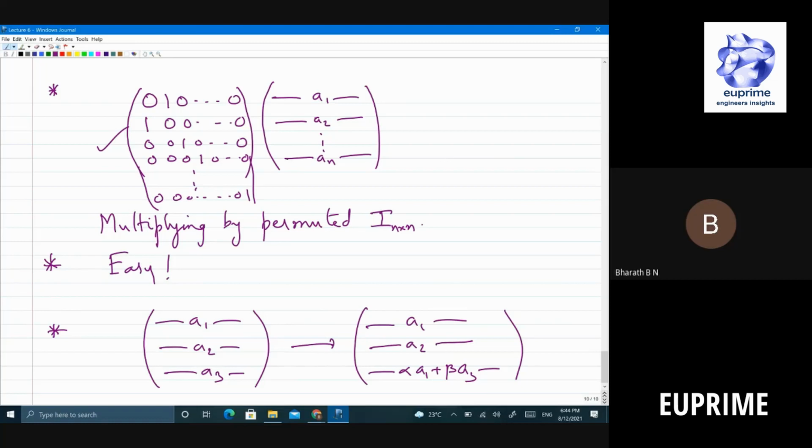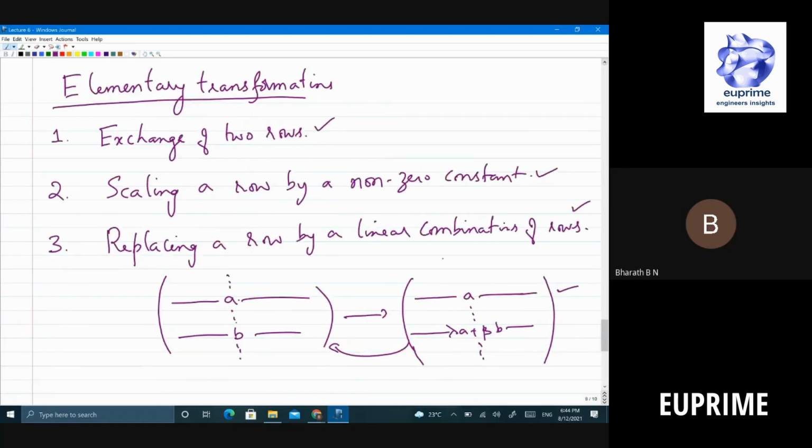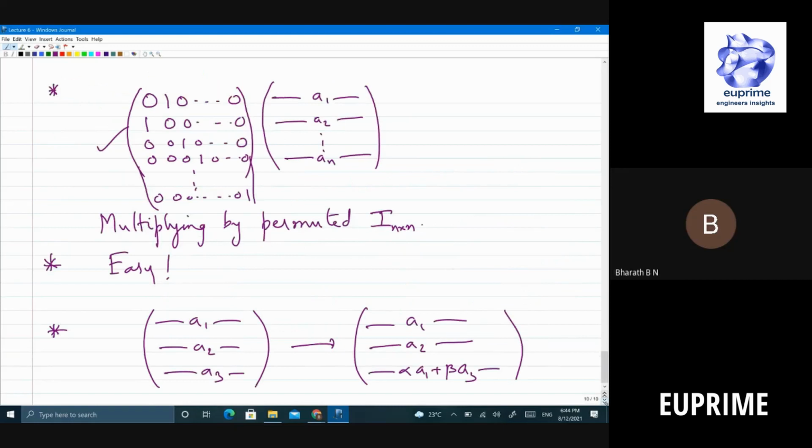Okay, so I should caution here: the row under consideration should be included. Okay. So let's see, how do you write this thing? Alpha A1 plus beta A3. What should I do?